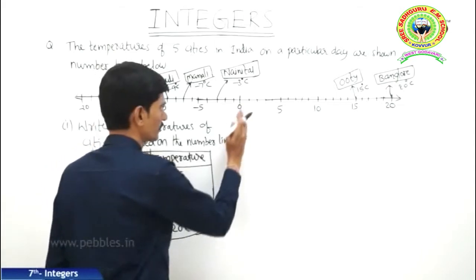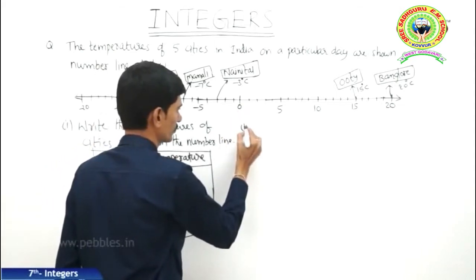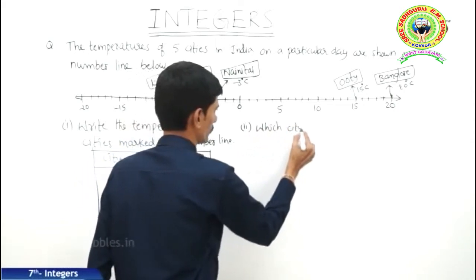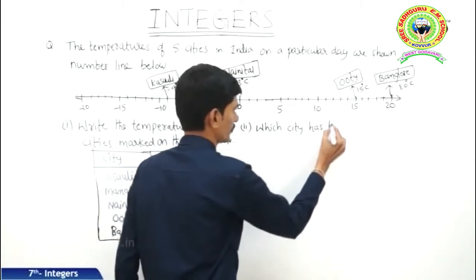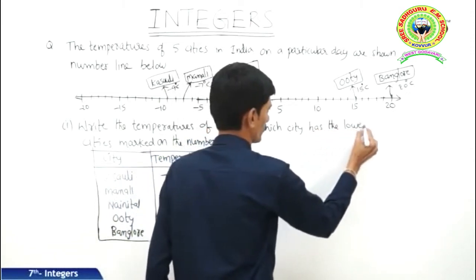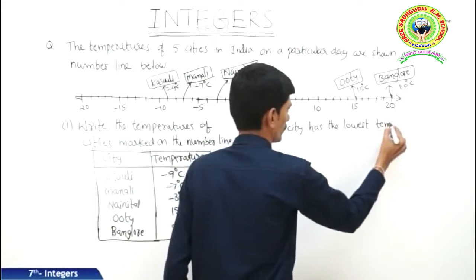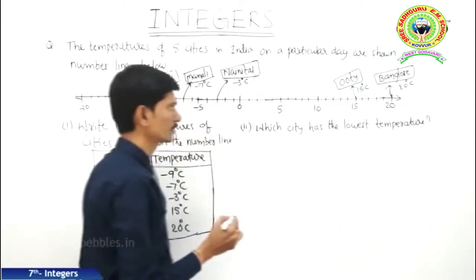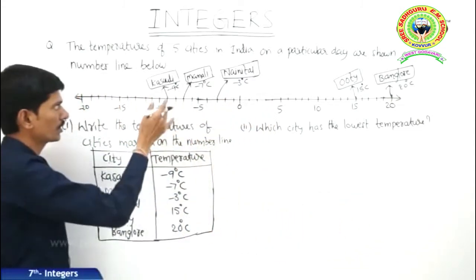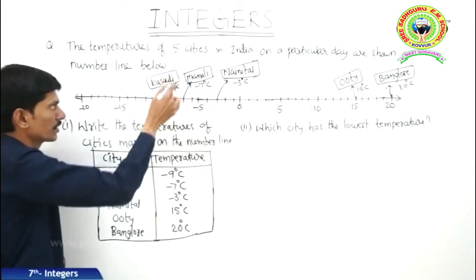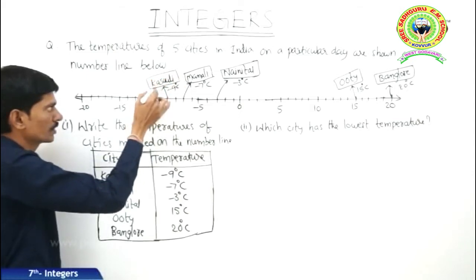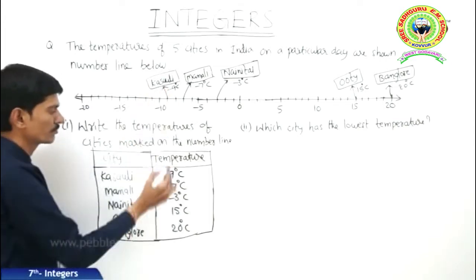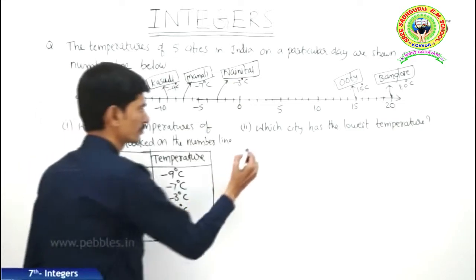Which city has the lowest temperature? If you observe the number line, the city which lies on the extreme left has the lowest temperature, so that is Kasauli. Its temperature is -9 degrees centigrade.